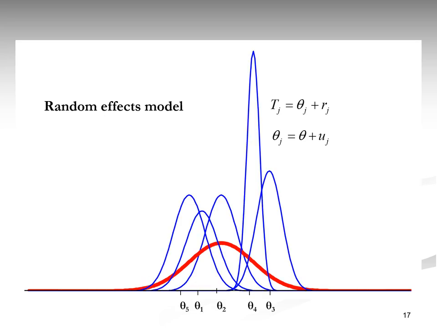Of course, this does not mean that in a specific study the observed effect size is equal to the population effect size. So on top of the variation between population effect sizes, we have also variation of observed effect sizes around population effect sizes. So for instance, in study 5, the population effect size is equal to theta 5, but the observed effect size T5 can be somewhat smaller or somewhat larger than theta 5.